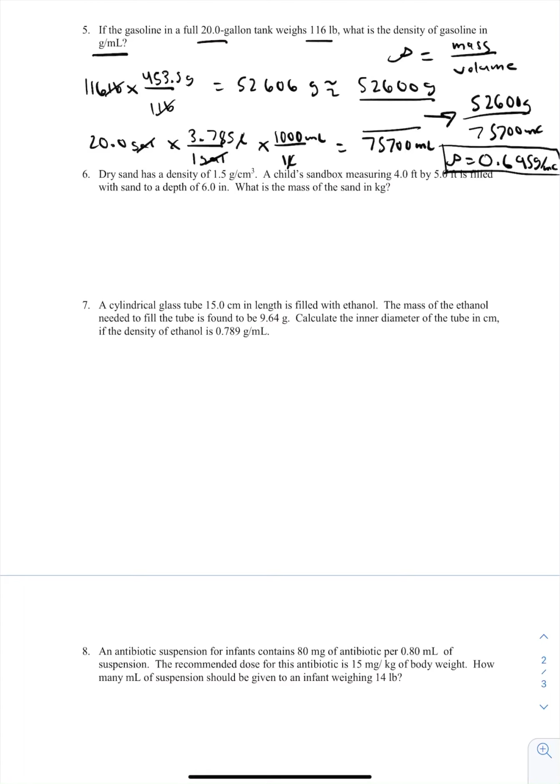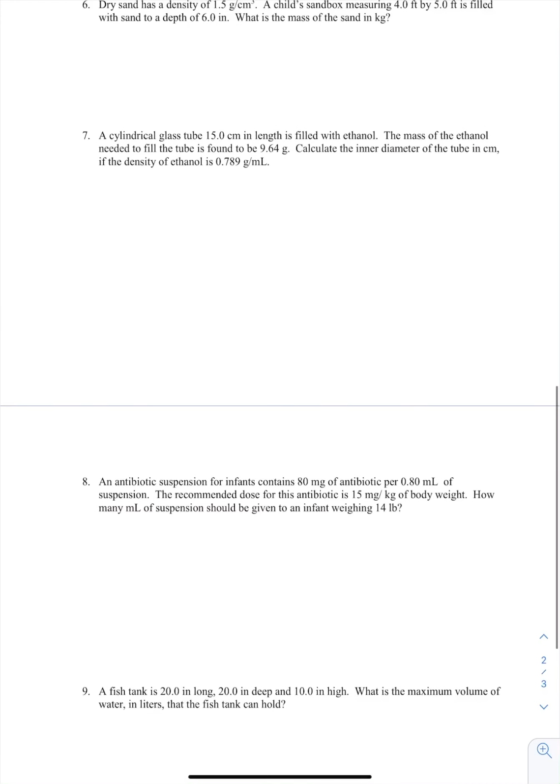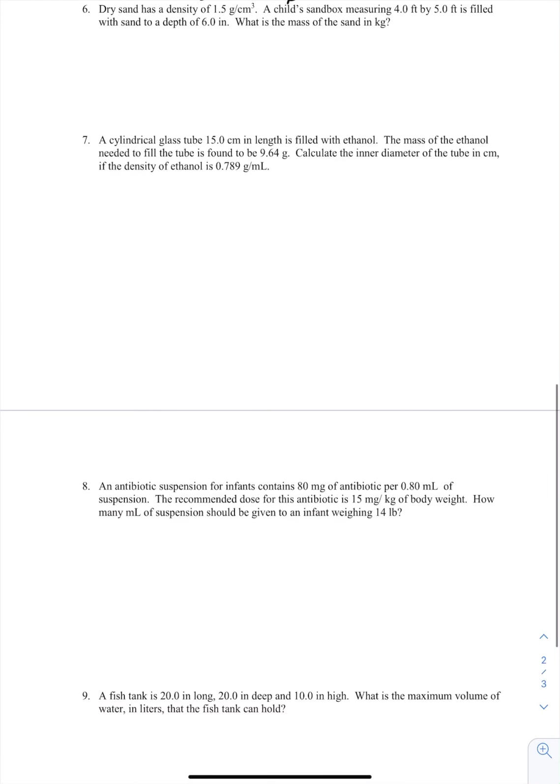So if we go on to number 6, it says dry sand has a density of 1.5 grams per centimeter cubed. A child's sandbox measuring 4 feet by 5 feet is filled with sand to a depth of 6 inches. What is the mass of the sand in kilograms? Okay, so we're given the density of this sand, and we're given the measurements of a child's sandbox. And we're asked to find the mass that's present in this sandbox.